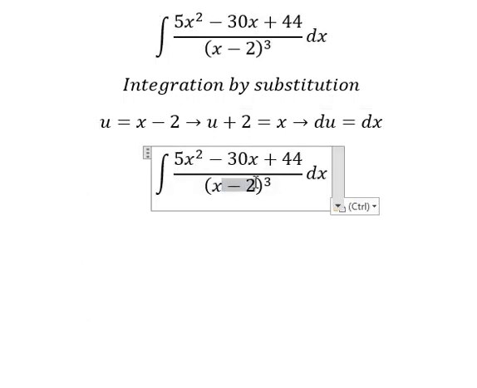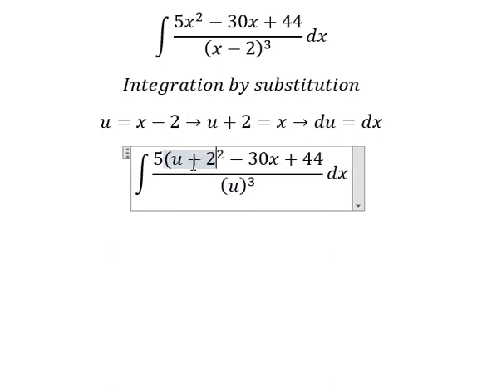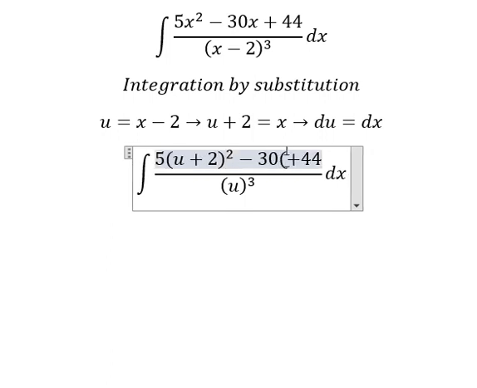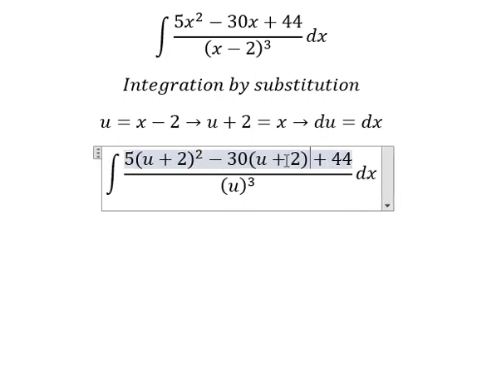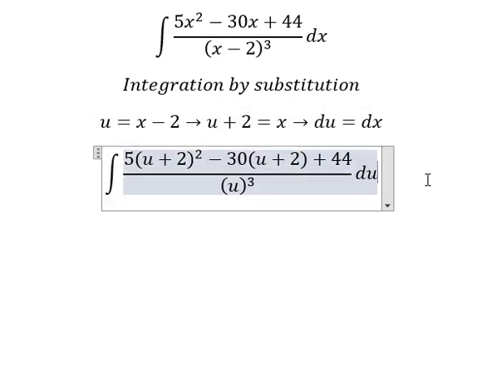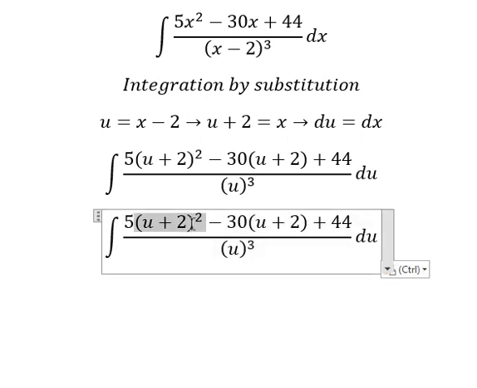So this one we change for u. s is u plus 2. This one is u plus 2. The s we change for the u. Now we need to expand this one.